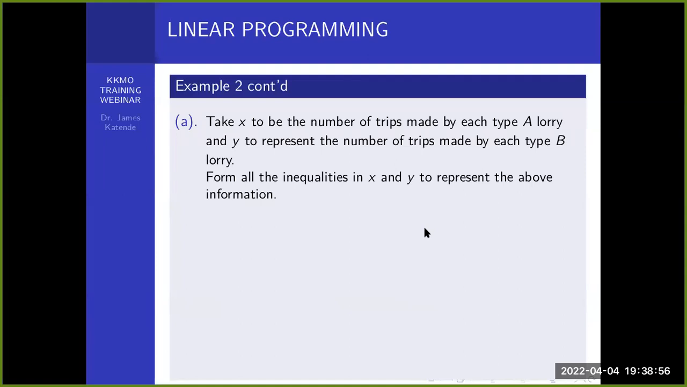So the first question we need to answer is: take X to be the number of trips made by each type A lorry, and Y the number of trips by each type B lorry. So these are the decision variables. They've already been given to us. We don't have to look for them. So we need to prepare all the inequalities in X and Y to model the problem.